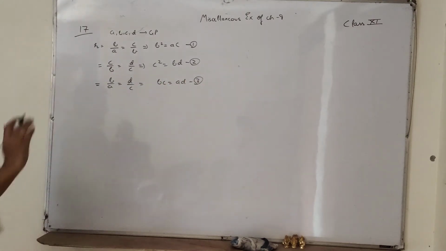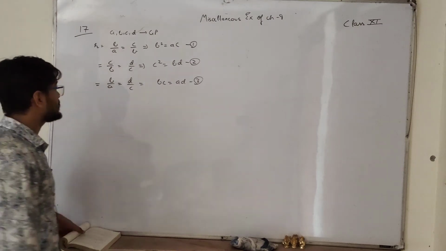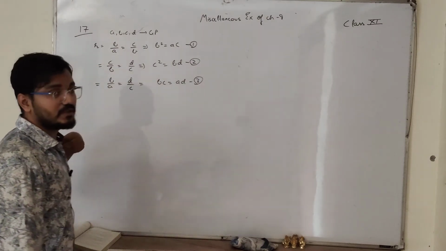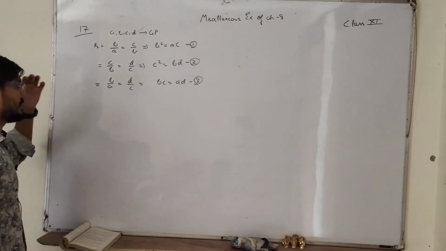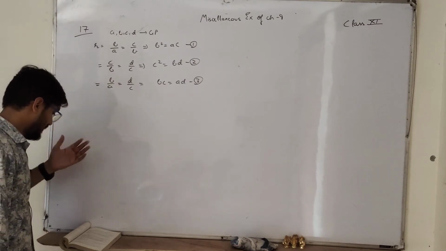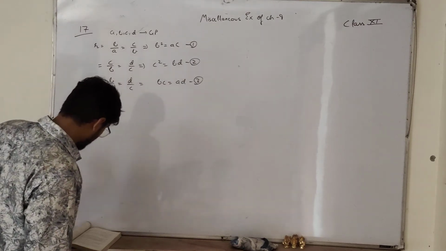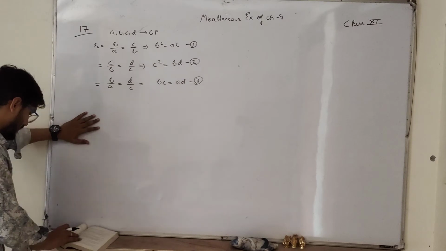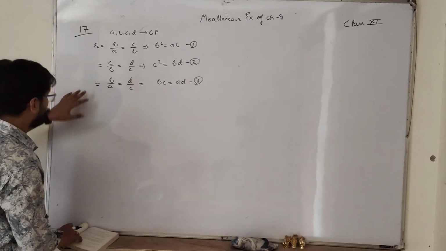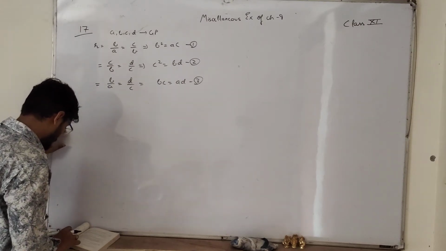So these three equations we will be using, because common ratio is what? Division of consecutive terms, right? Ratio of consecutive terms. So next, now what do we have? In this we have, okay. So what we have to show?